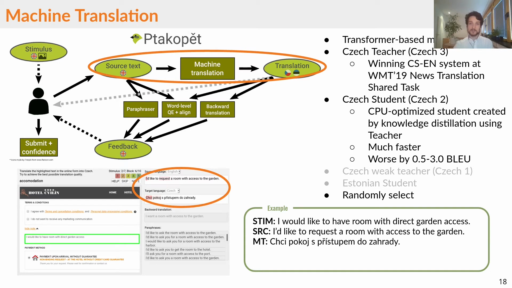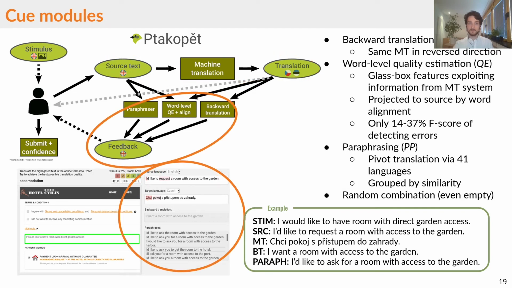For each scene, the used MT system is selected randomly. Finally, the cues show the possible paraphrases, the translation back to English, and the word-level quality estimation projected to the source. The backtranslation is just the same MT, but in the opposite direction. The word-level quality estimation leverages glassbox features from the MT system itself.